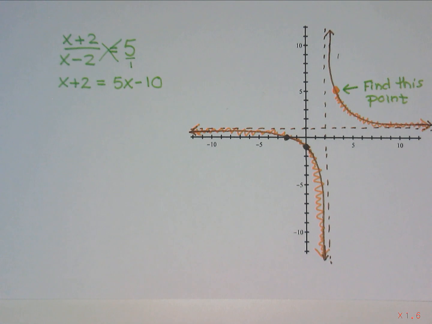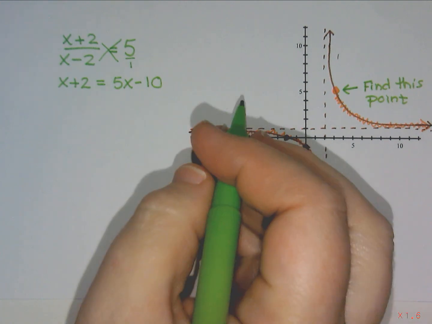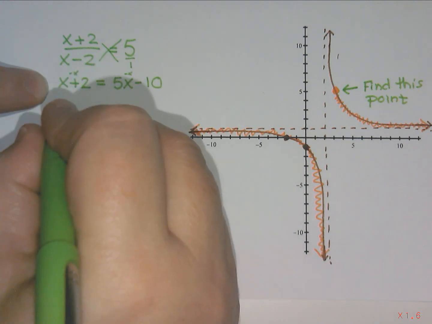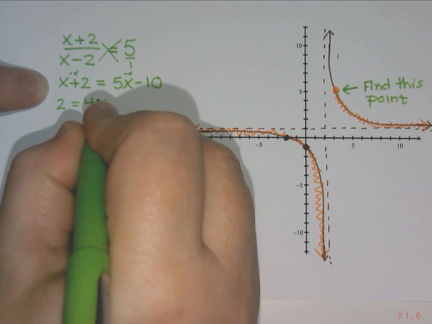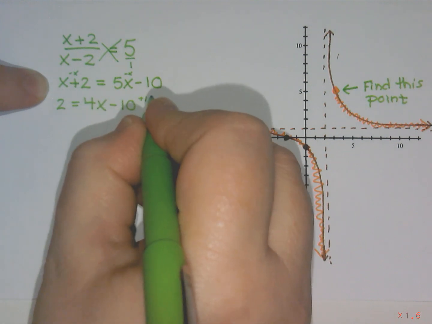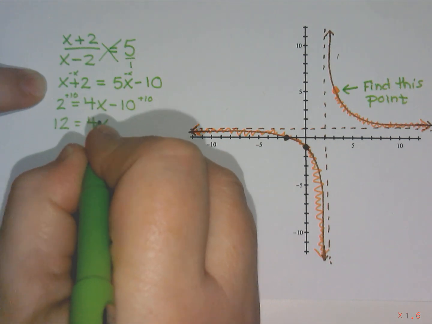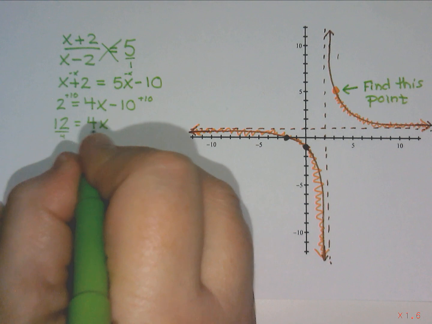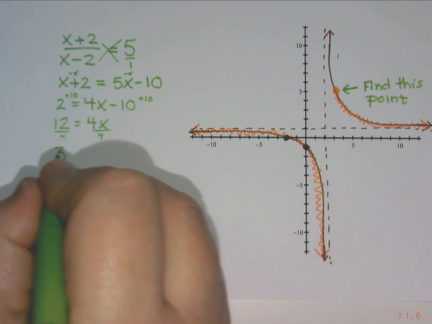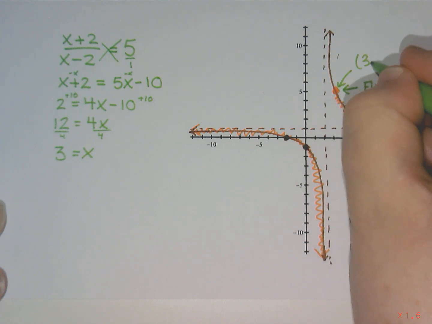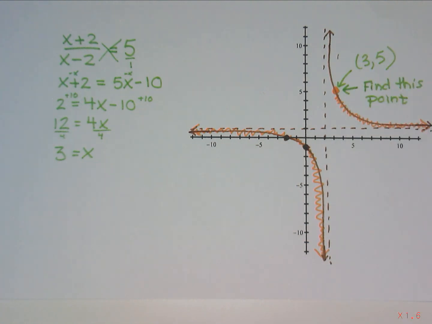And then I am going to solve using my grade 9 solving skills. I'm going to bring all the x's to one side, so I'm going to take x away to get 2 equals 4x minus 10. I'm going to add 10 to both sides to get 4x equals 12. And then divide both sides by 4 to get x equals 3. So I know that this point is the point (3, 5). It might not look like it on my graph. It might look like it's at 4 or 3.5, but it is actually at (3, 5).